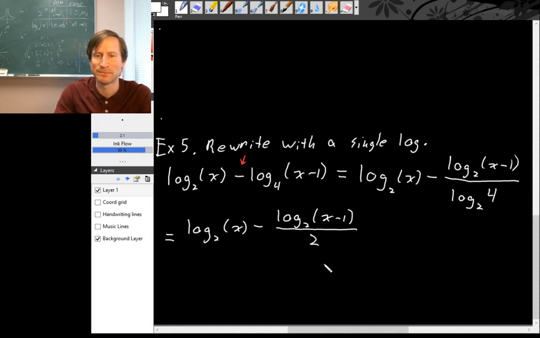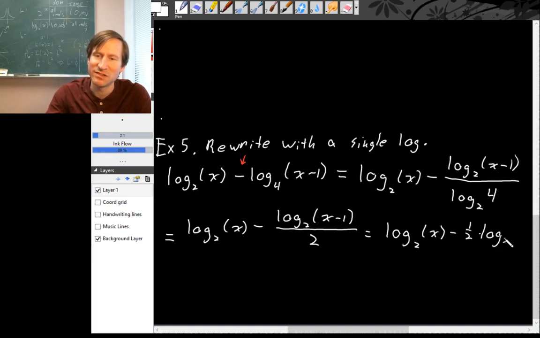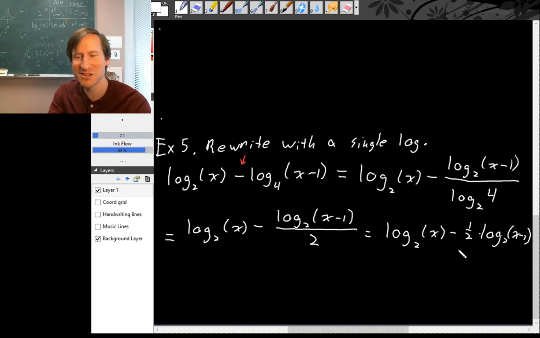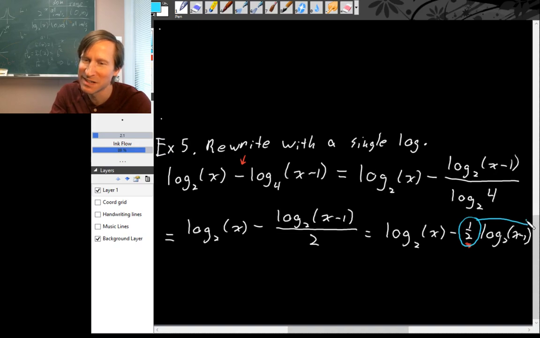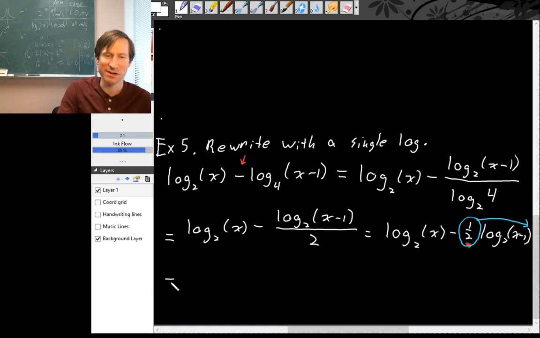4, that's 2. Okay, so this is log base 2 of x minus 1/2 times log base 2 of x minus 1. Okay, so now we can use the difference to quotient formula? Well, not quite, because now there's this coefficient in front of one of our logarithms. The difference to quotient formula for logarithms doesn't say anything about having a coefficient in front, so we need to put this coefficient somewhere else. We need to get it out of the way. But a coefficient in front, you can use the power rule for logarithms backwards. Instead of a coefficient, write it as a power.